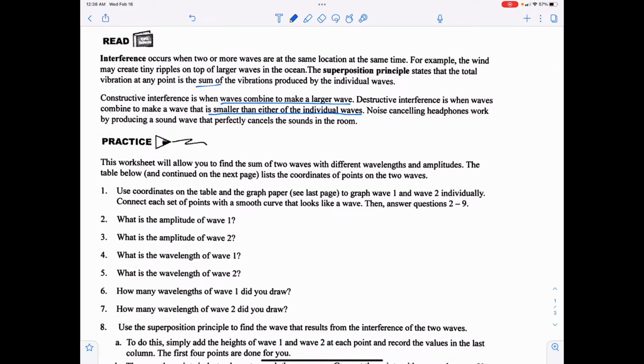This worksheet will allow you to find the sum of two waves with different wavelengths and amplitudes. The table below, continued on the next page, lists the coordinate points of the two waves. The first step is to use the coordinate points in the table to graph, on the last page, what wave 1 and wave 2 should look like individually. Then we're going to connect them with a smooth curve.